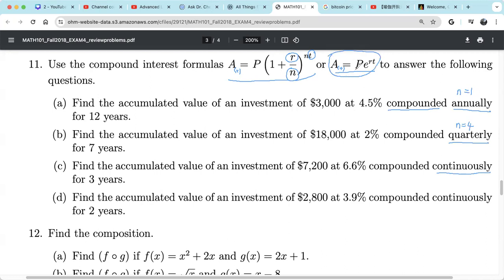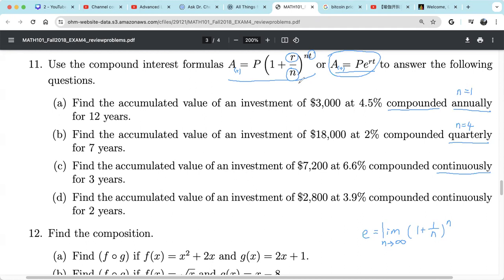A of t equals P times e raised to the rt. P is still the principal. e is called the Euler number. The definition of e, the Euler number, is a limit, and you will learn this when you go to calculus class. It is the limit as n approaches infinity of 1 plus 1 over n, raised to the n.